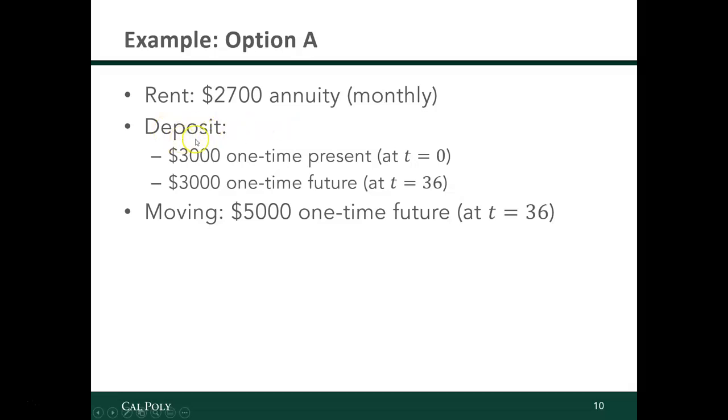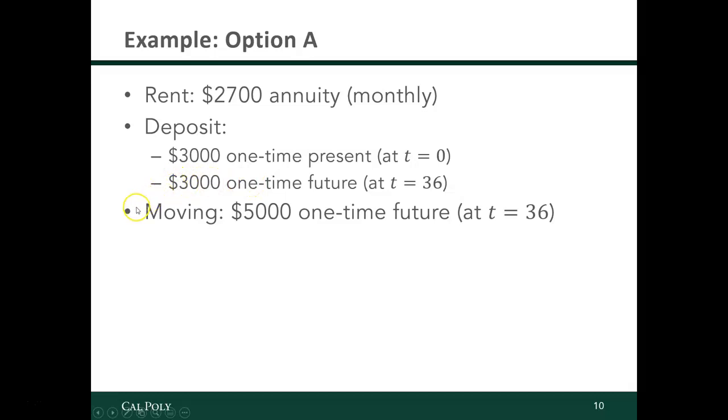The deposit is going to be $3,000 one time at the present, and this is money that's going out. When we calculate net present value, this will be a negative number. When we calculate equivalent uniform annual cost, this will end up contributing to the cost and making it more positive. $3,000 one-time future. When you get the deposit back, they're not going to give it back to you with interest. It's money that you've lost and they give you your check back.